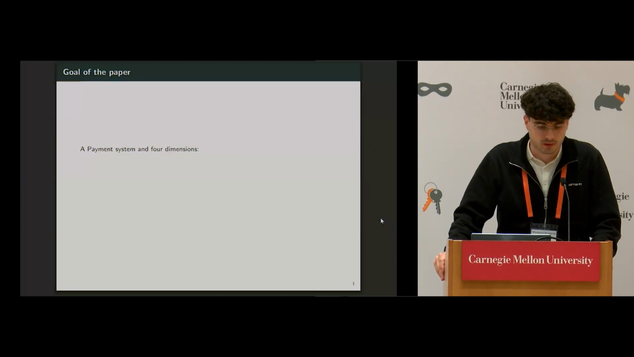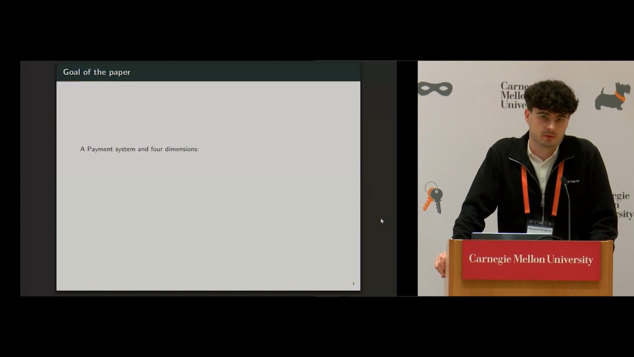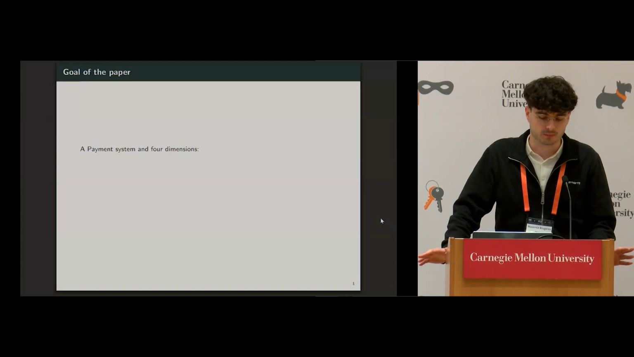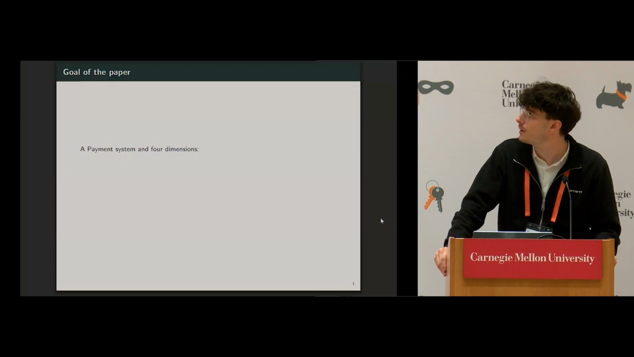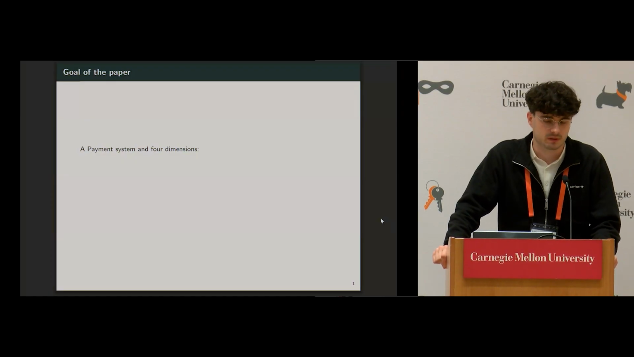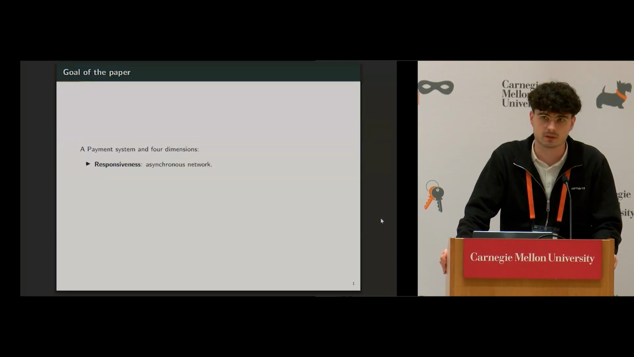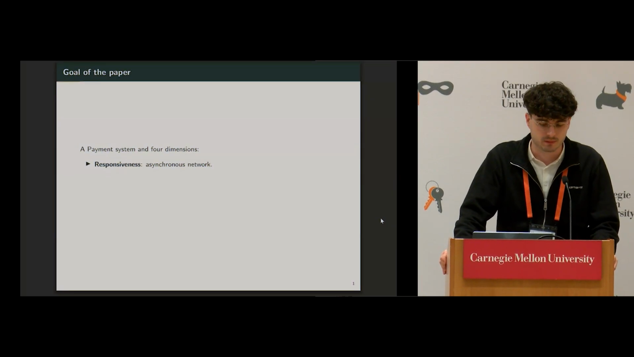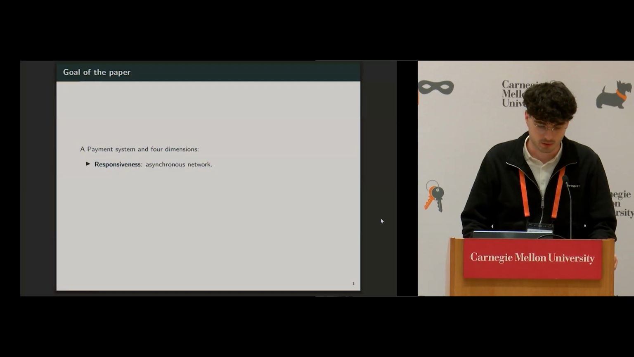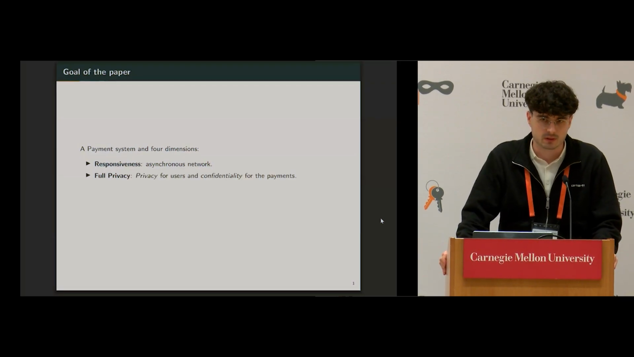So just to break down the title a little bit and give some goals of our work, we try to design a payment system that addresses 4 different dimensions. The first one is responsiveness, since the payment system is working in asynchronous networks. The second one is privacy.